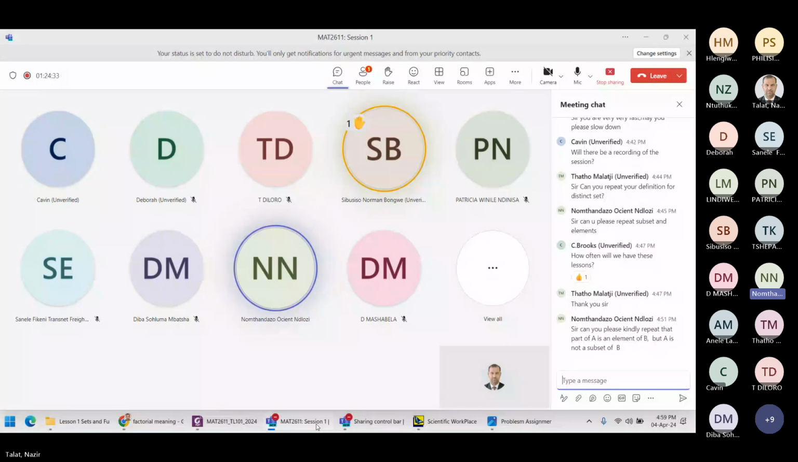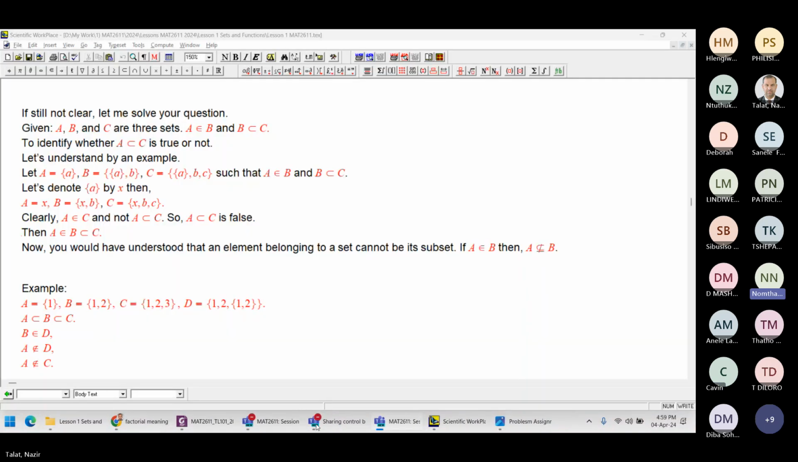Since B is an element of D in this scenario, does that mean B is not a subset of D? Or am I wrong? Yes, you are right. B is also a subset, a proper subset of D. Why? Because B contains 1, 2, and these elements 1, 2 are also over here in D. So we conclude that B is also a proper subset of D. Yes, you are right.